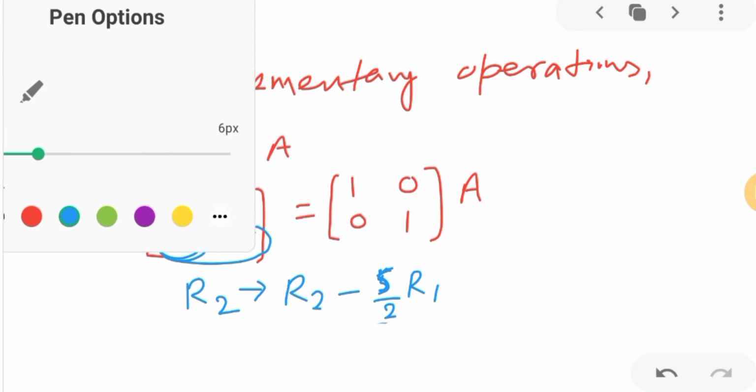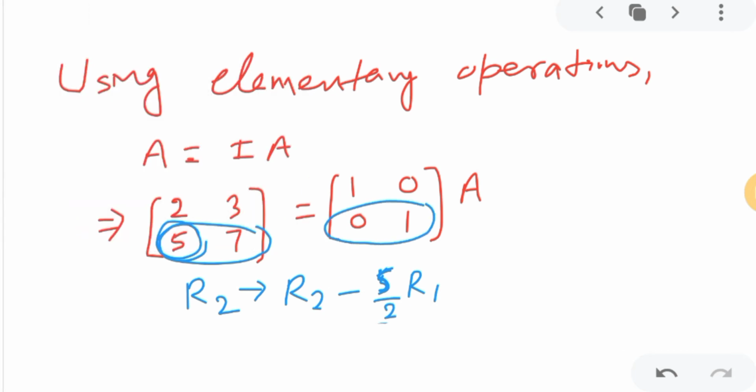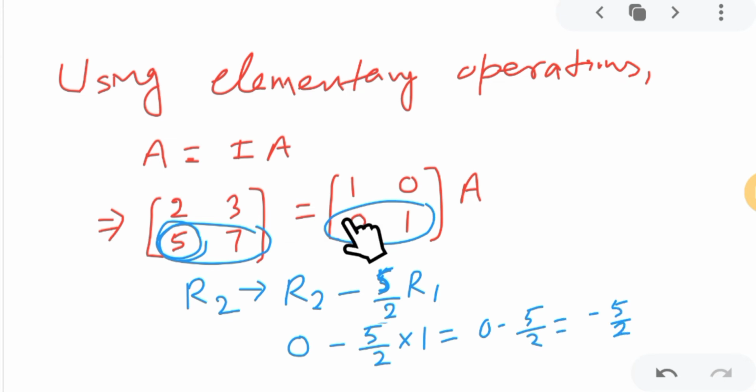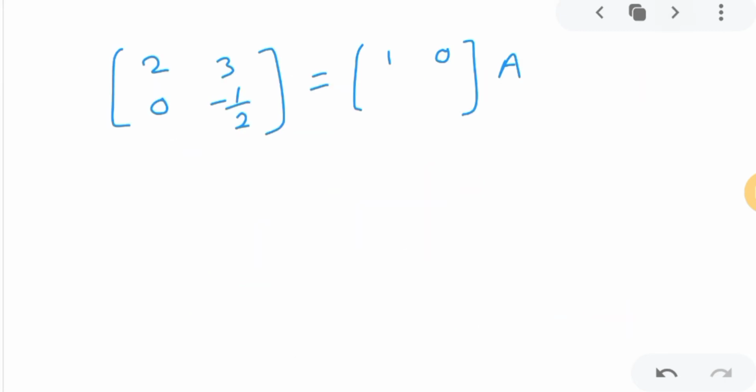Now R2 will change. The R2 element will now be, for this element 0, 0 minus 5/2 into R1. The R1 corresponding element for this 0 is 1, so you will write 1. So 0 minus 5/2 into 1 is 5/2, so 0 minus 5/2 means minus 5/2. This 0 will become minus 5/2 after performing the operation.